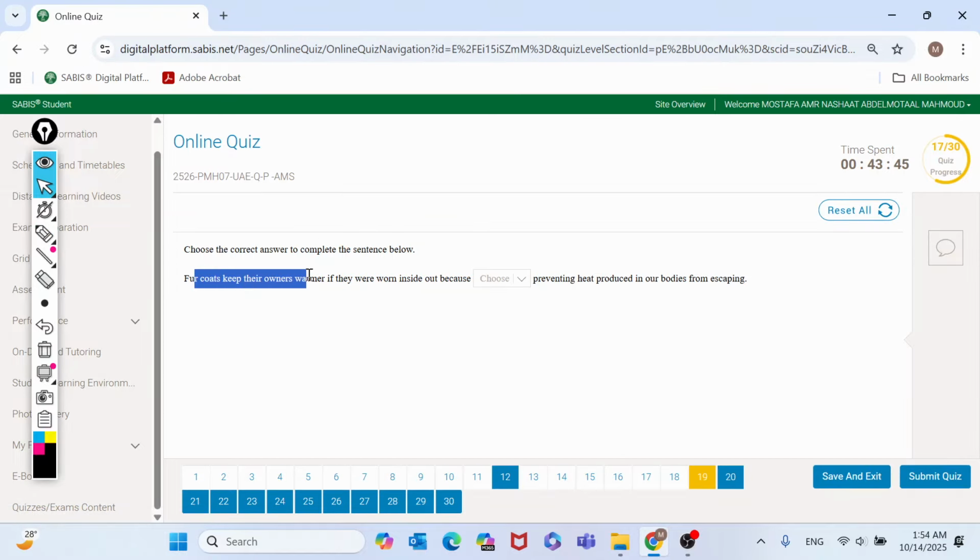Fur coats keep their owners warmer if they are worn inside out because trapped air forms a very good insulator. Yes, we explained it so many times.